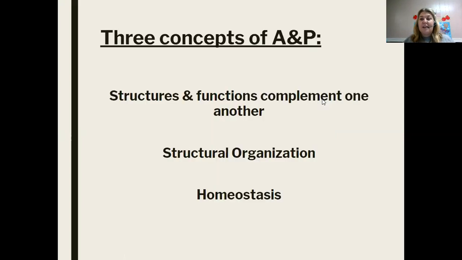Okay, so from your reading, I hope that you were able to find these concepts and this information. One thing that I want you to know is what three main concepts encompass, or are the umbrella of, A&P. If you would jot these down, or highlight them if you've printed out the notes. One thing is that structures and functions complement one another, meaning that our body is put together in a way that makes it a perfect machine and allows it to work like it's supposed to.